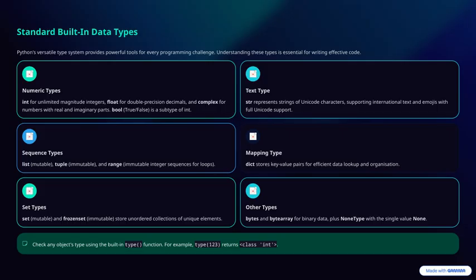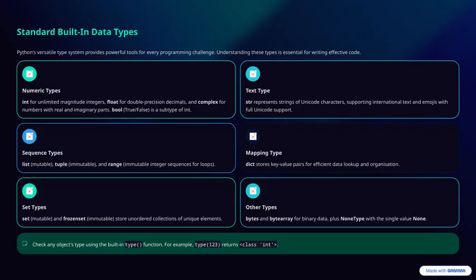Moving on to text data, the str type allows us to work with strings of Unicode characters. This means Python can handle international text and emojis seamlessly, supporting full Unicode, which is incredibly helpful for global applications. When it comes to sequences, Python provides list, which is mutable and very flexible, tuple, which is immutable and great for fixed collections, and range, which is used for creating immutable sequences of integers, especially useful in loops.